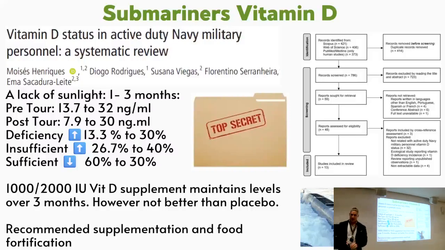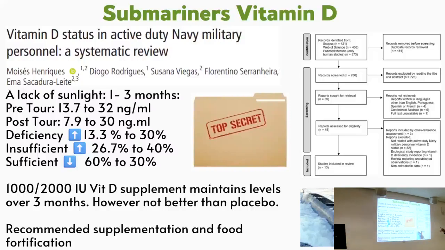Okay? Tells us what their starting vitamin D status is when they go out on these tours and what it is when they return. Now some of these studies, they're only going away for 30 days and then they're coming back. But they'll spend 30 days underwater, no sunlight exposure at all. Or they'll spend 90 days underwater, no sunlight exposure at all, okay?